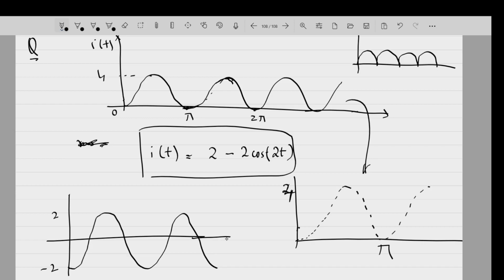Now this function is a cosine function, not a sinusoidal function, because at 0 it has a positive value. Its magnitude is 2, -2, so -2 cos 2t. But then we are offsetting it further, adding +2 to this particular function, so that it shifts upwards into the positive half cycle, so that it oscillates between 0 and 4. Got it, sir?